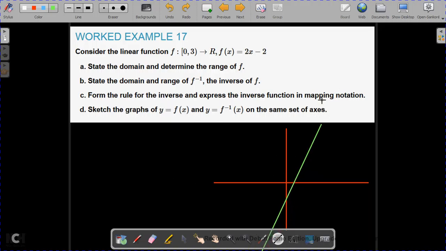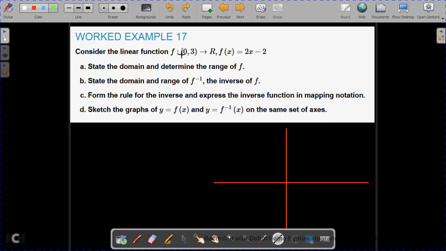What's the domain of it? Well, it's just going to be all real numbers, so negative infinity to positive infinity. Determine the range of f. Well, that'll be the same thing, it's all real numbers. Except we've got 0 to 3. So we don't actually have all numbers.